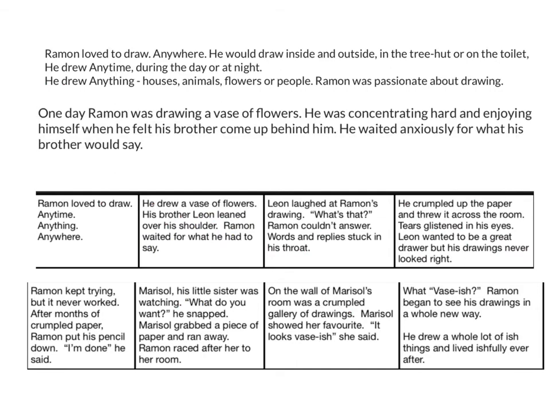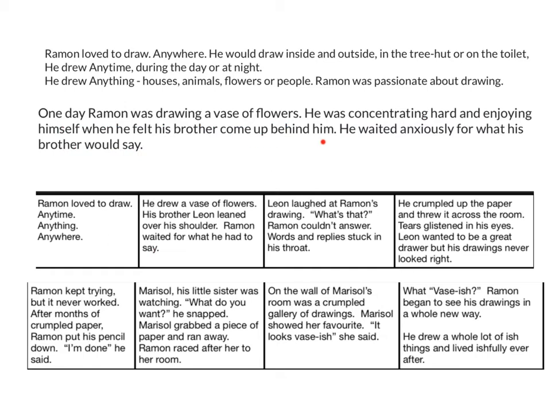So my first few sentences are about this part here, and I've extended on some of these ideas a little bit that were in here. So I wrote, one day Raymond was drawing a vase of flowers. He was concentrating hard and enjoying himself when he felt his brother come up behind him. He waited anxiously for what his brother would say.